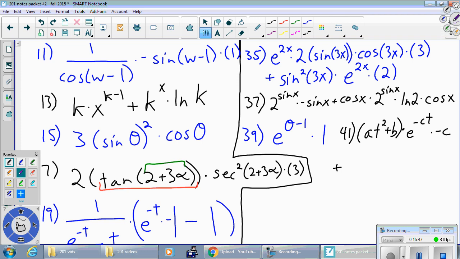Continuing the product rule, plus second, e to the negative ct times the derivative of the first, derivative of at squared plus b. Remember, t is your variable. So the a is a constant multiplier. T squared just becomes 2t. I'll put the t in the 2 in the front. And then plus b, that's just a constant, so that becomes a plus 0, which I won't write.